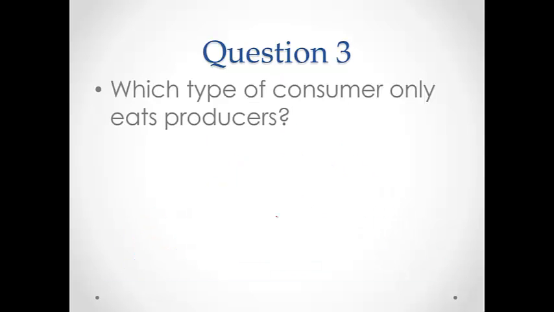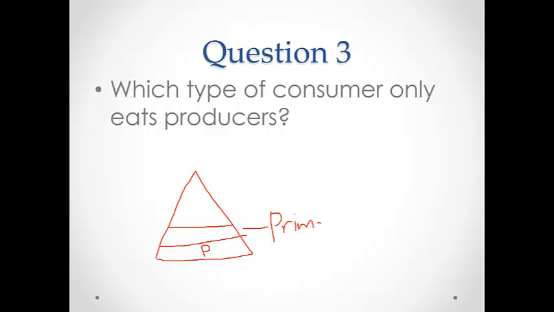Let's look at question 3. Which type of consumer only eats producers? I'll give you a second to write down your answer. So you should have come up with producers are at the bottom. So I have to figure out what is the level above that feeds off of producers, and that should be primary consumers. So your correct answer here should be primary consumers.